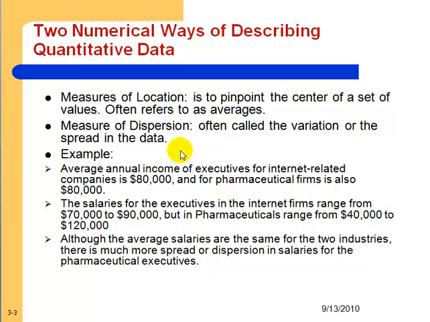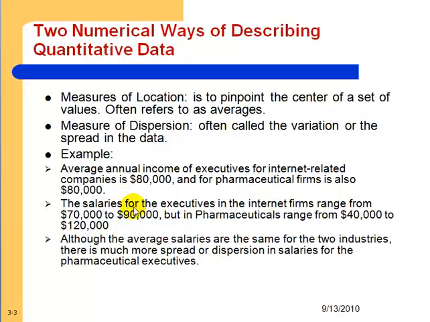It's very hard to understand what the measure of location or measure of dispersion is, but here there is a very good example to show you what dispersion means. The average annual income of executives for internet-related companies is $80,000, and for pharmaceutical firms is also $80,000. So now we know the average for both companies is the same. We cannot tell any difference.